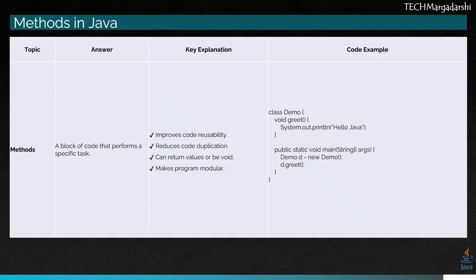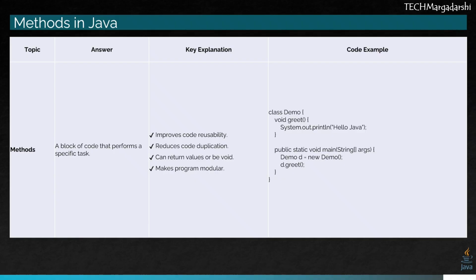In this slide, we are learning about methods in Java. A method is a block of code that performs a specific task. Instead of writing the same logic again and again, we place it inside a method and reuse it whenever needed.